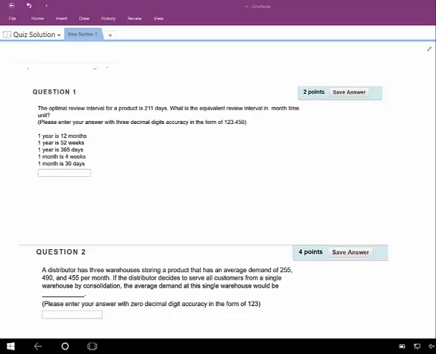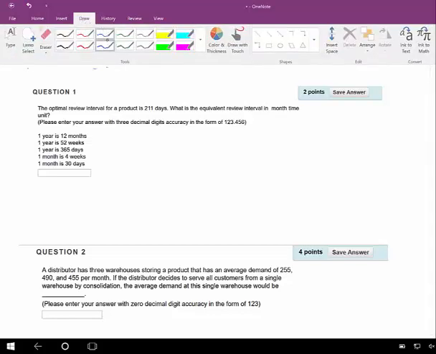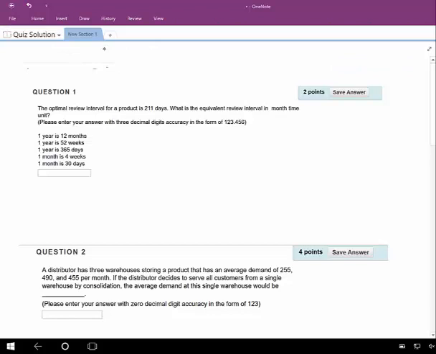So the first question: the optimal review interval for a product is 211 days. What is the equivalent review interval in month time unit? So how frequently you review your inventories if it is in months? The calculation is very simple. 211 and 1 month is 30 days, so I'm going to just divide it and say T is equal to, it asks for 3 decimal point accuracy, 7.033. So that is the answer for that first question.